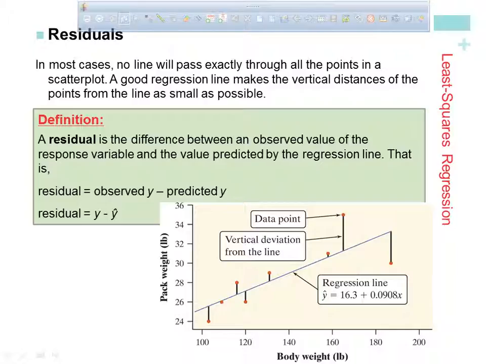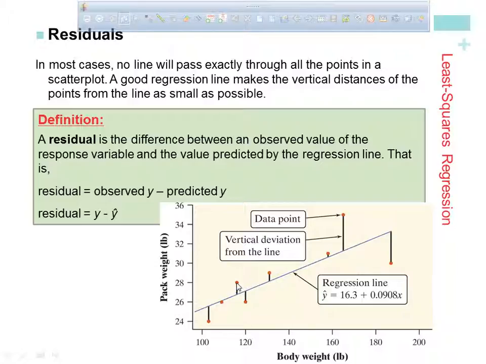We'll talk a little bit about where the equation of the regression line comes from today. Say I plug in 160. I'll get some value on that regression line. That's what I expect. But if the actual value at 160 is something else, the difference between that point and the predicted value from the regression line is called the residual.